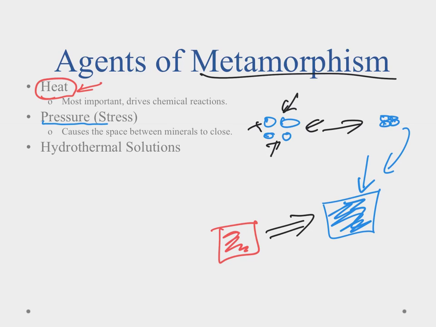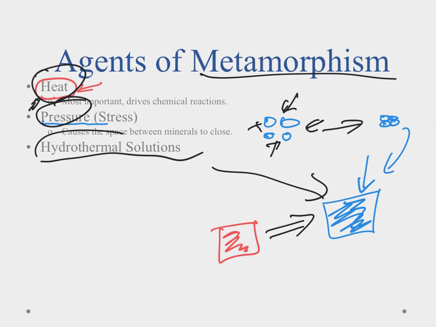And then finally we have these hydrothermal solutions. The hydrothermal solutions are going to be really hot. That's where they'll get a little bit of heat. And they're going to be under pressure, and they'll cause that as well. But this will cause it kind of to cook or to boil or something of that nature, and that's how we get these other metamorphic rocks forming that way. So our agents of metamorphism are going to be heat, pressure, and these hydrothermal solutions.